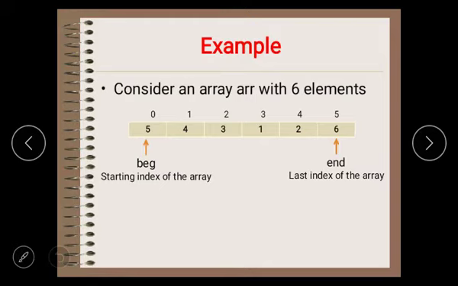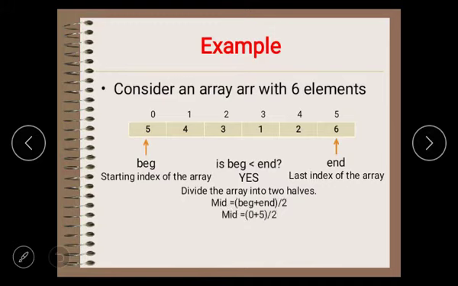Now we need to check the condition whether beg is less than end or not. If beg is less than end, we need to find the mid, dividing the array into two halves. Is beg less than end here? Yes, so divide the array into two halves. To do this, we need to find the mid. As we all know, to find the mid, the formula is beg plus end by 2. So now 0 plus 5 by 2 is equal to 2. Here we are only taking the integer part. So now we have divided the entire array into two halves by finding the mid.